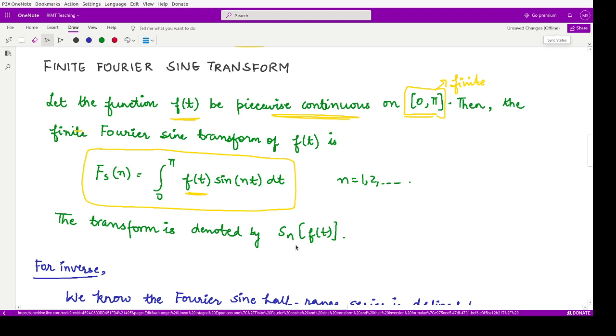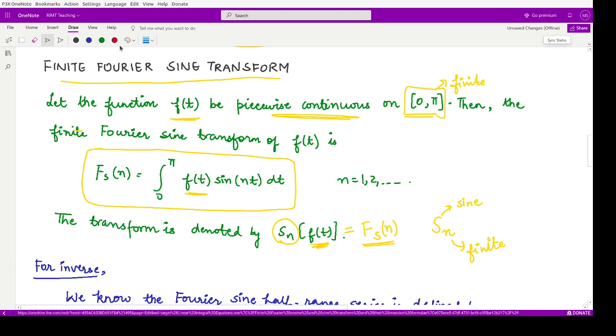The notation for this is that Sn is the operator representing this finite form of the Fourier sine transform. So what is this Sn? This S represents the corresponding sine transform. This n represents the finite form of this sine transform, and f of t is the given function. Whatever is the answer, that is given by Fs of n. So this is the product that you obtain after the application of the finite Fourier transform on the given function.